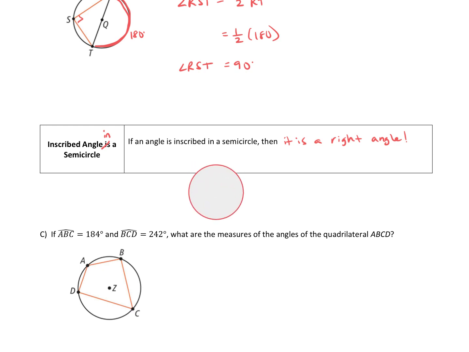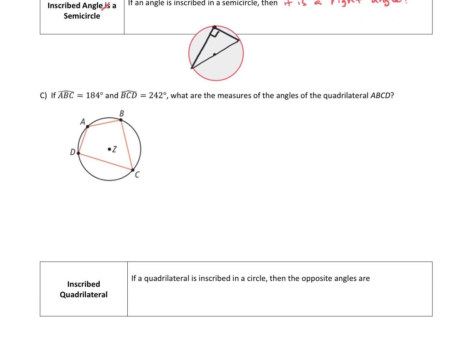And just to show you another picture of what that looks like, here's a circle, here's the center. I'll go ahead and draw on the diameter. If your inscribed angle has endpoints that go to the end of that diameter, so it's in a semicircle, your inscribed angle will be a right angle every single time.